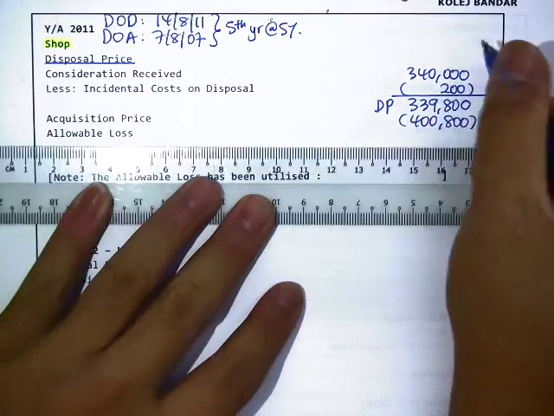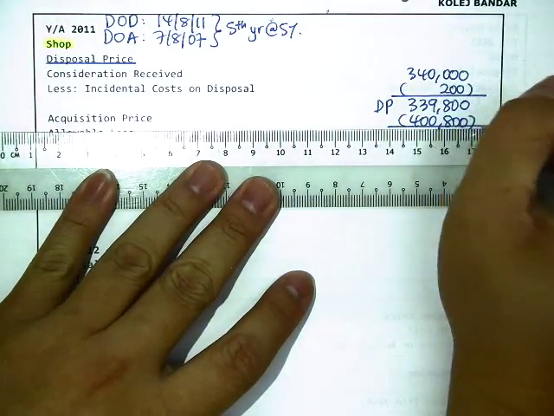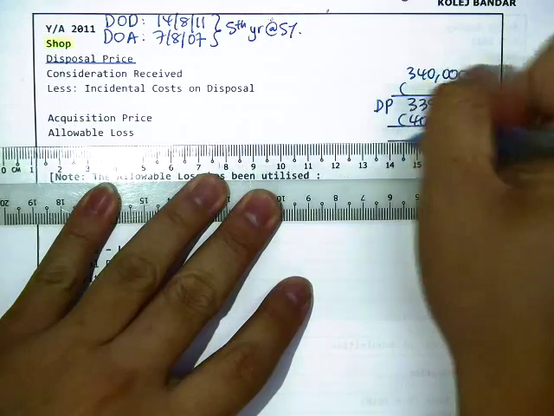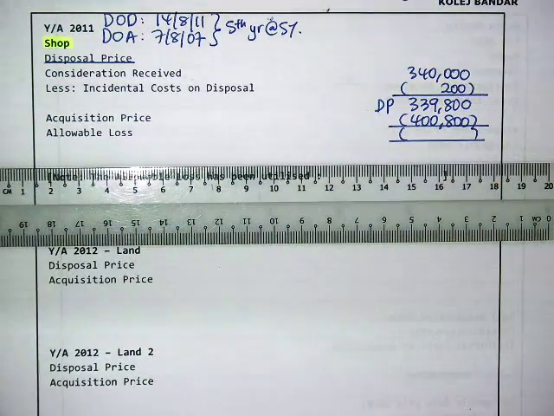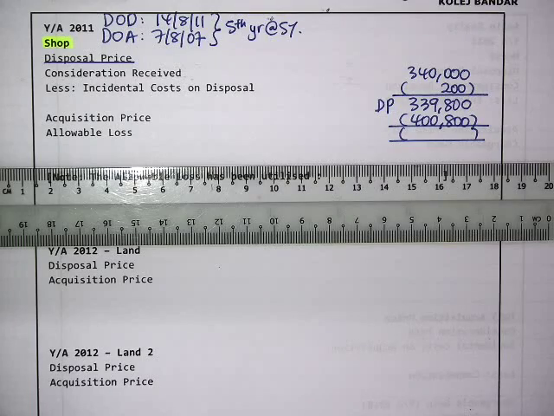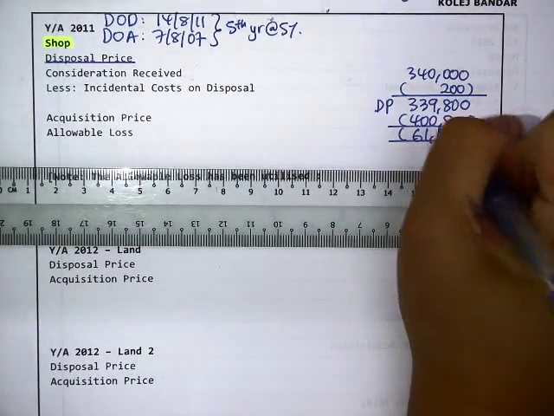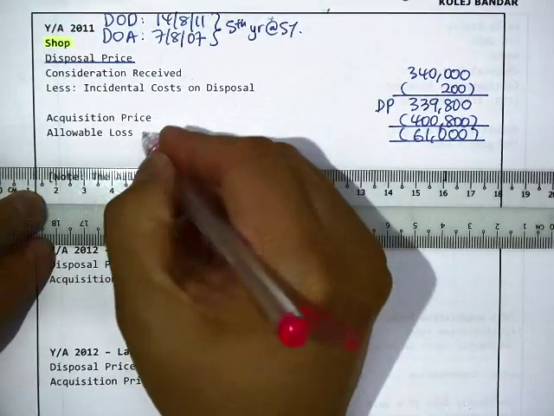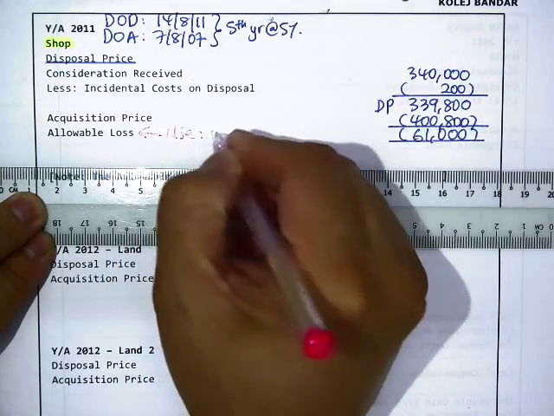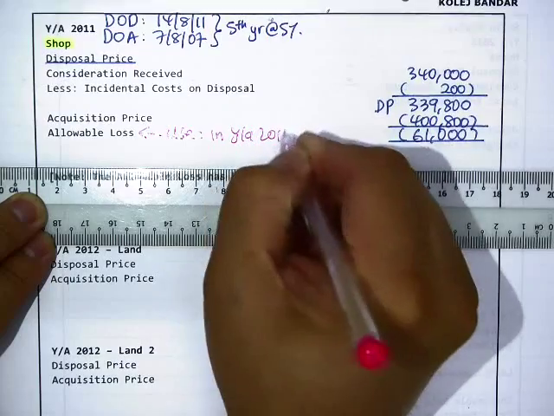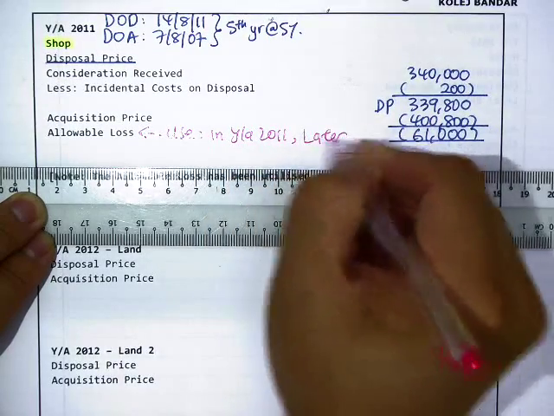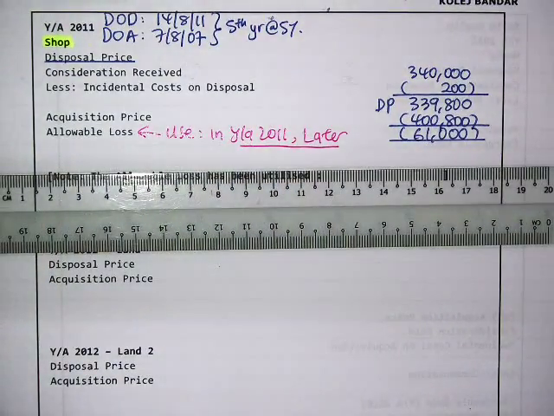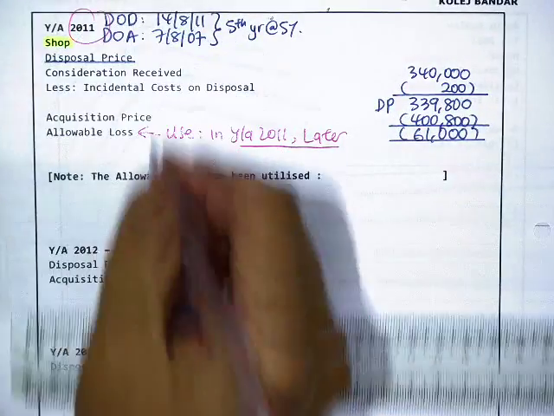We look at the shop first. Okay, this shop, the date of disposal is 14 August 11. Date of acquisition is 7 August 07. Which year is that? So August 2008, 2009, August 2010, August 2011. Now this is on the 14th, which is after the 7th. So this is the 5th year at 5%.